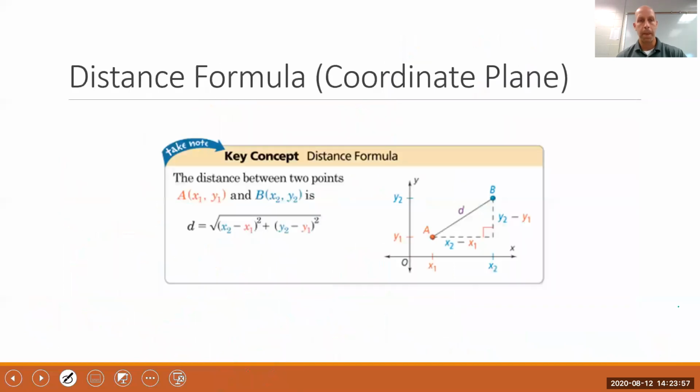Okay, moving on. Next thing we have here, the distance formula. Again, this is an Algebra 1 thing.